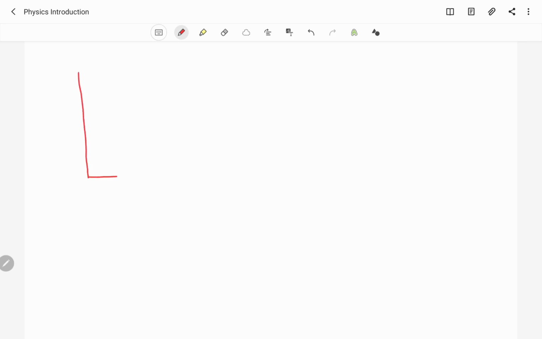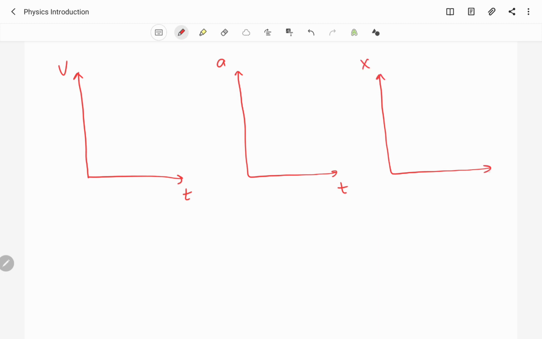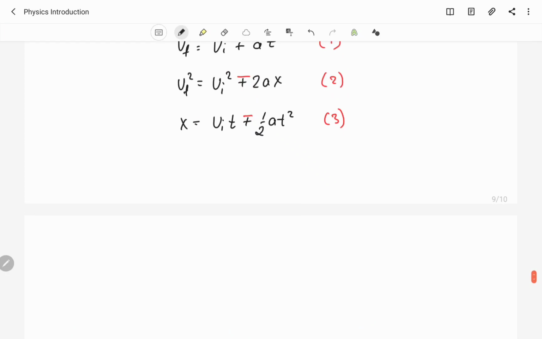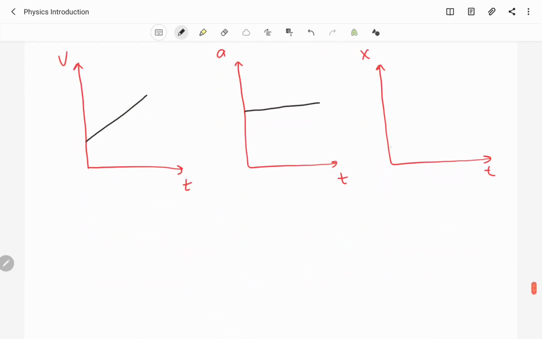Graph methods: velocity time, acceleration time. Also we can use distance or position time graph. When we have a motion with constant acceleration, then velocity will be a straight line with constant slope. For acceleration time graph, it should be a horizontal straight line because acceleration doesn't change. And for position time graph or distance time graph, according to the equation number 3, we can plot this kind of graph.